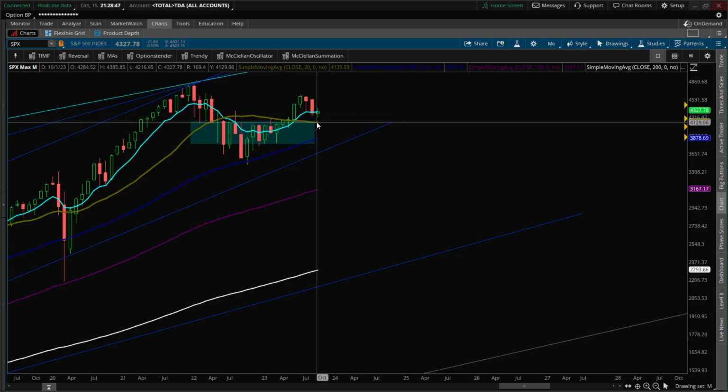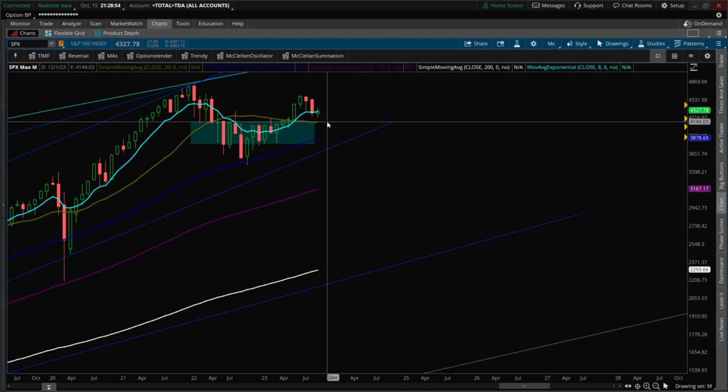So we really want to get down to this 4,100 area. I really think we want to get to that point. And I'll show you in the lower time frame.